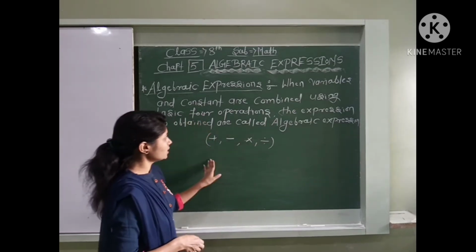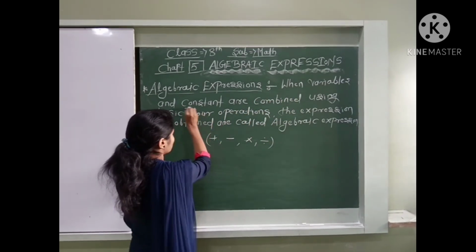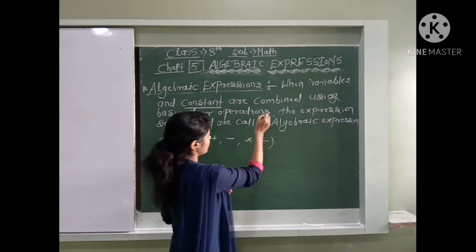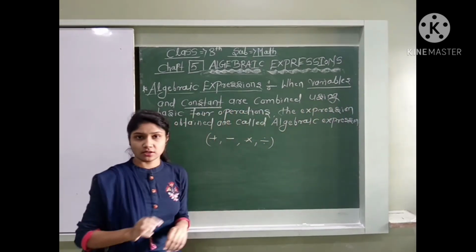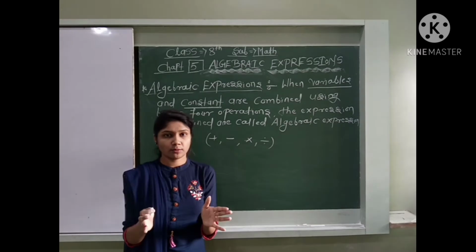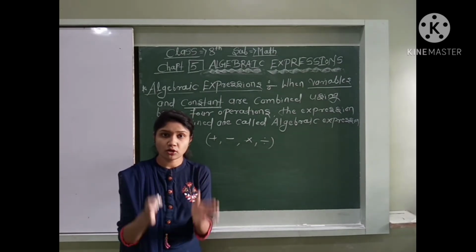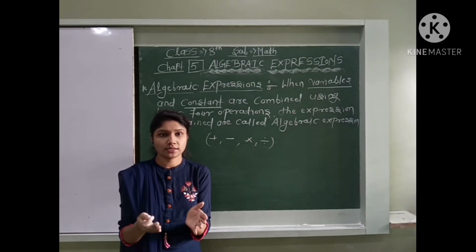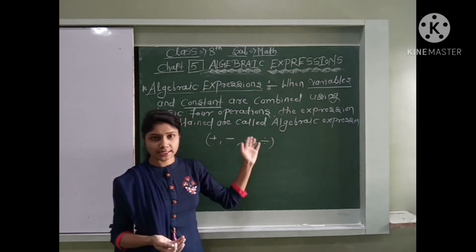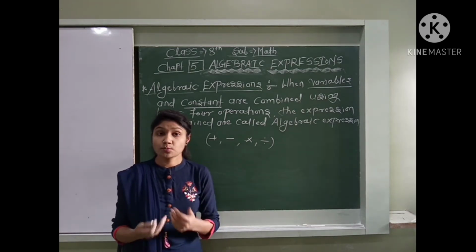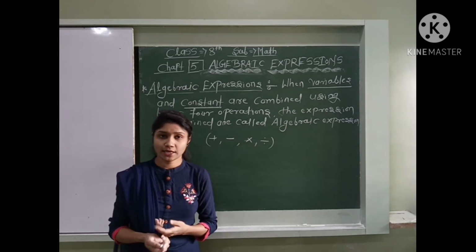So, students, an algebraic expression is formed by which two terms? The first is a variable and the second is a constant. A combination of constant and variable with mathematical operations gives the algebraic expression. Understand? But what is actually meant by variable and constant?